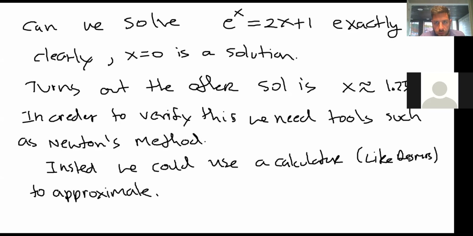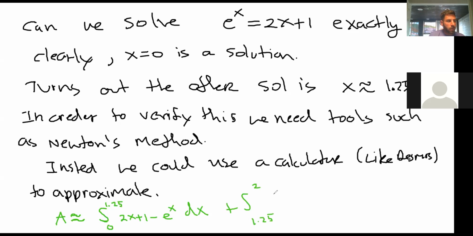So if you wanted, just to put a bow on this problem, the area we're after could be approximated very well if we just integrated from 0 to 1.25 of 2x plus 1 minus e to the x dx, plus the integral from 1.25 to 2 of e to the x minus 2x plus 1 dx.